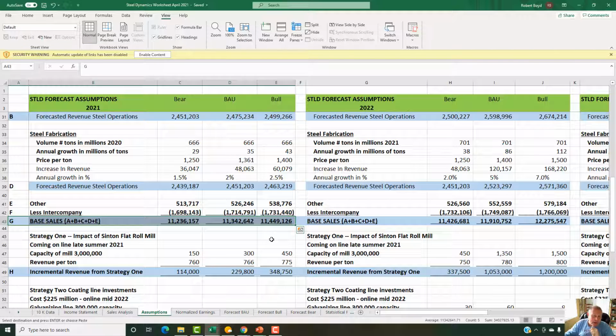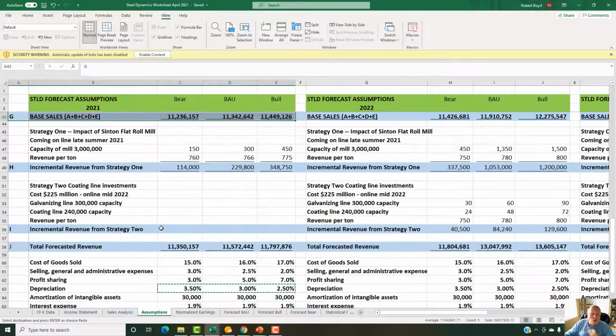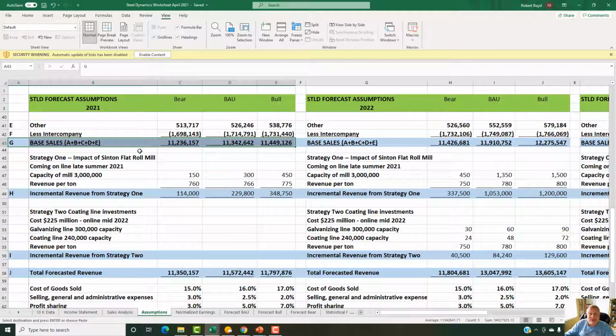Okay? But they have two of them. One, they have in Sinton, Texas, they have a flat roll mill. They expect it to come online in the summer, late summer 2021, and have a capacity of 3 million tons. So what I did is I made an assumption here that in the bear case, it'll only produce 5% of its capacity. Then I built it 10%, and then I build it at 15.